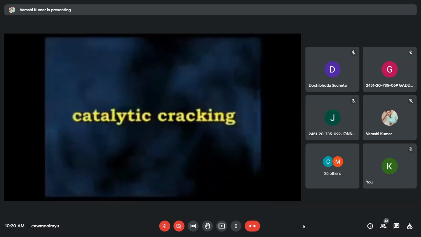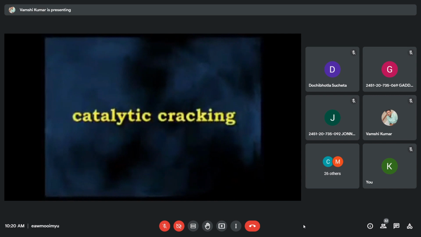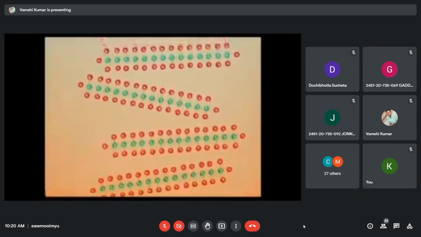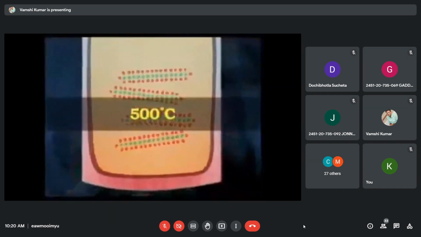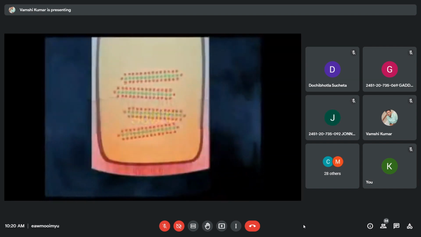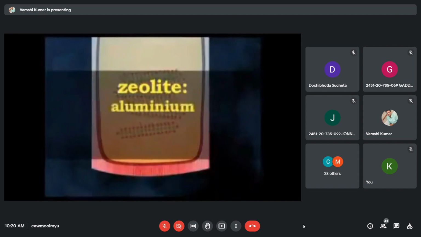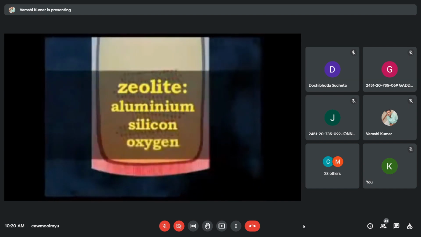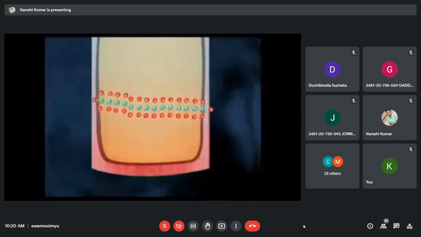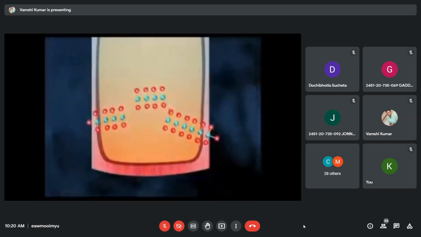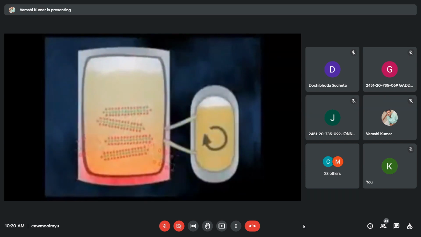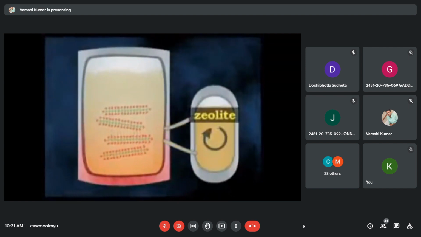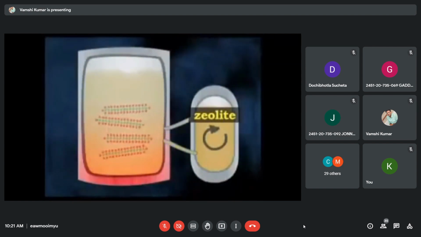The most effective process in creating lighter alkanes is called catalytic cracking. The long carbon bonds are broken by being heated to around 500 degrees Celsius in an oxygen-free environment in the presence of zeolite. This crystalline substance, made of aluminium, silicon, and oxygen, acts as a catalyst. A catalyst is a substance that speeds up a reaction or allows it to proceed at a lower temperature than would normally be required. During the process, the catalyst, usually in the form of a powder, is treated and reused over and over again.